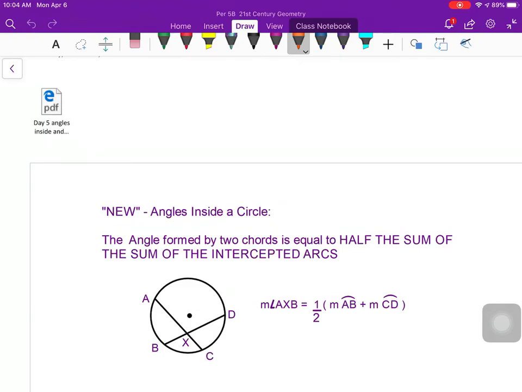Okay, for day 6 of 21st century geometry in chapter 11, we're going to recap and practice all the different angles we've studied in this chapter. Now, the first angle that we actually worked with was a central angle. And remember, a central angle had its vertex right at the center of the circle, and it was equal to the arc. The second angle that we worked with was called an inscribed angle.